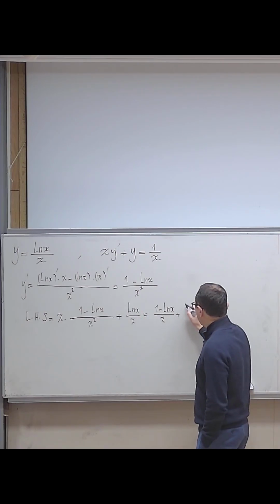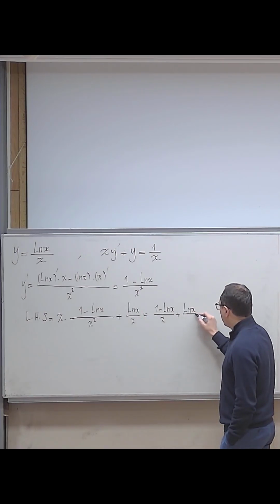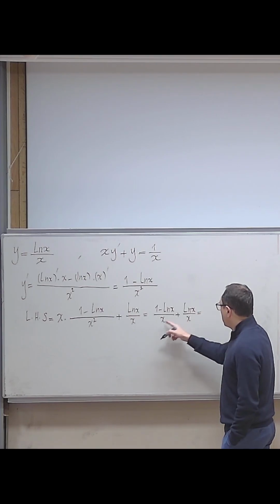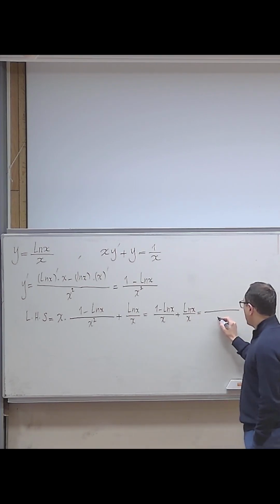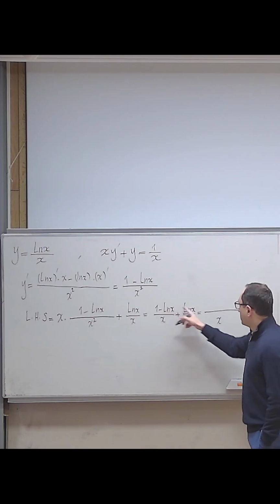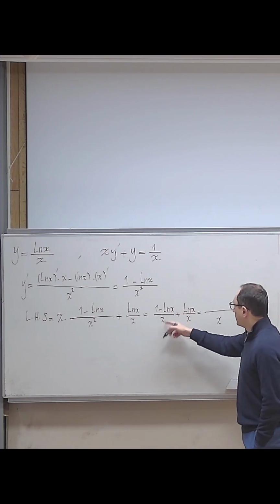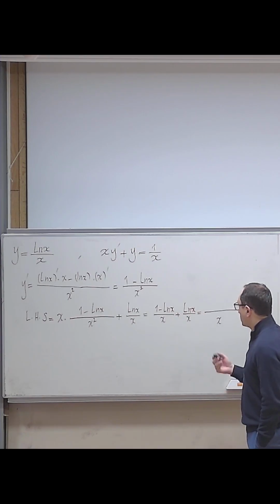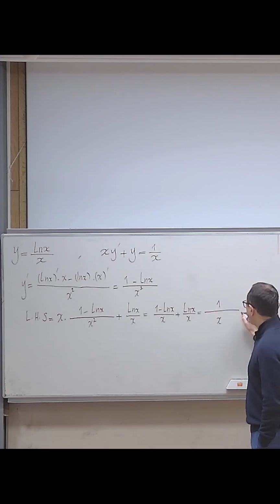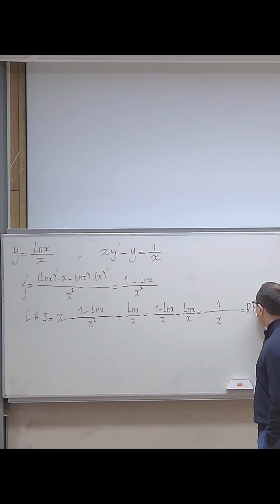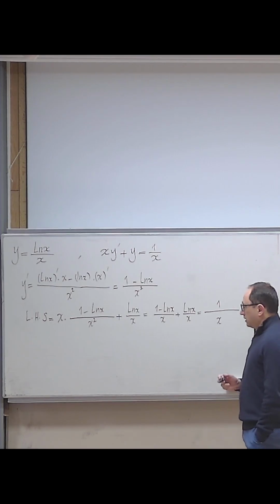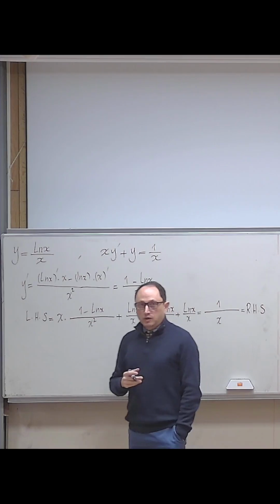And this fraction is just ln of x over x. But the denominators are the same, so I write this and I add the numerators. But when I add the numerators, minus ln of x and ln of x are cancelled, I am left with just 1. And that is 1 over x that you have on the right-hand side. Okay, so this is one way of solving the problem.